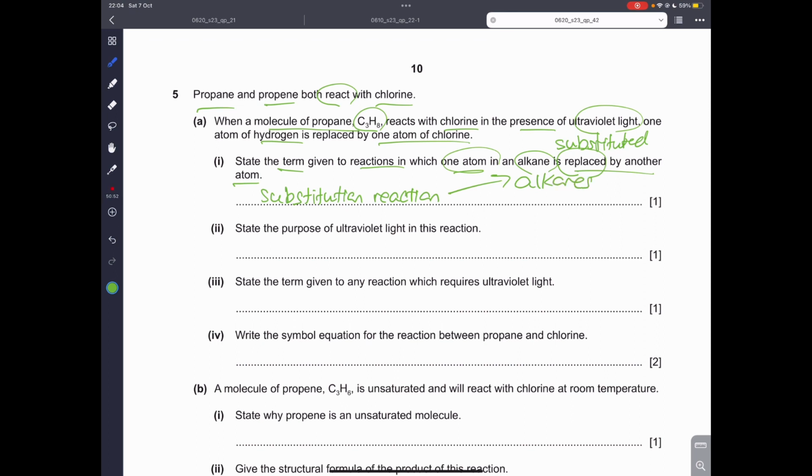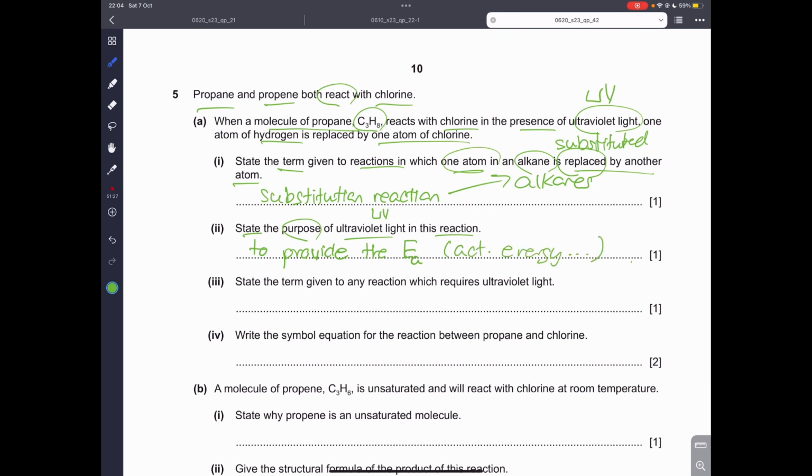So remember that. State the purpose of UV light in this reaction. Well, the UV light here is basically to provide the activation energy. Because without activation energy, you are not going to be able to kickstart, or you're not going to be able to start any chemical reaction. So the purpose of UV light here is to provide the activation energy. You can write it as EA, or you can write activation energy.